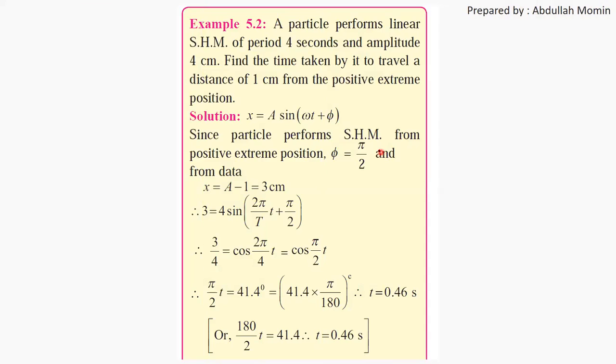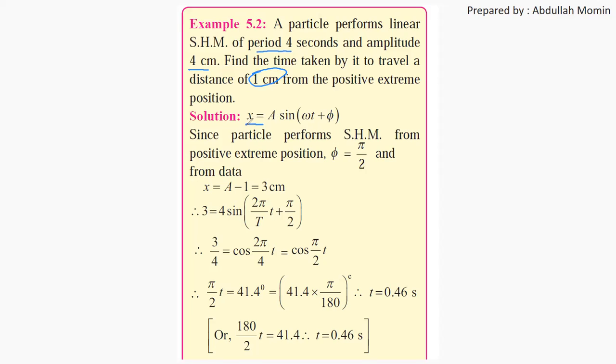The next numerical is: A particle performs linear SHM of period T 4 second and amplitude 4 centimeter. Find the time taken by it to travel a distance of 1 centimeter from the positive extreme position.